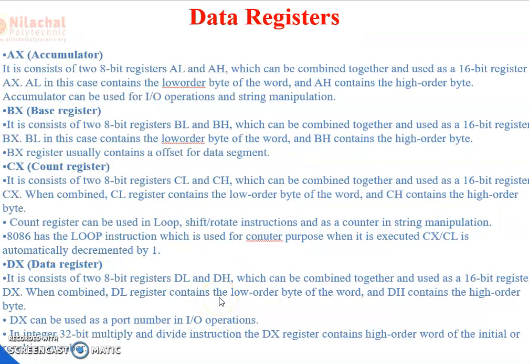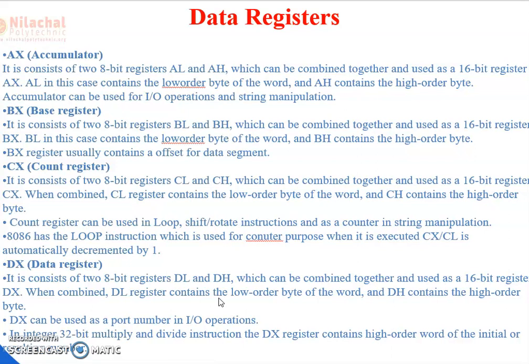So next type of register is data register. First one is AX, that is the accumulator. It consists of two 8-bit registers AL and AH, which can be combined together and used as a 16-bit register AX. AL in this case contains the lower order byte of the word and AH contains the high order byte. Accumulator can be used for IO operations and string manipulation.